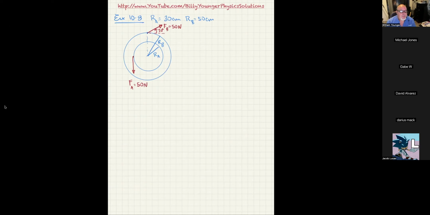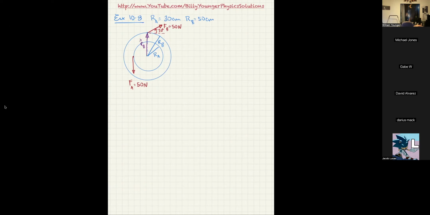And we're asked, it says two thin disc-shaped wheels of radii RA equals 30 centimeters and RB equals 50 centimeters are attached to each other on an axle that passes through the center of each, as shown in figure 10.17. Calculate the net torque on this compound wheel due to the two forces shown, each of magnitude 50 newtons. Okay, so if you look at this, you can see this would be our lever arm. So that's R sub B lever arm, meaning the lever arm for force FB.